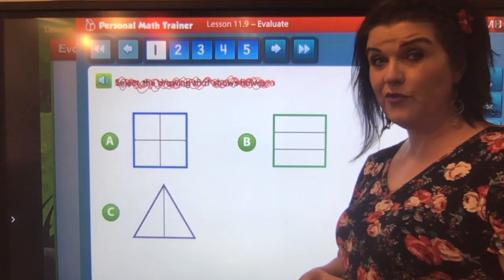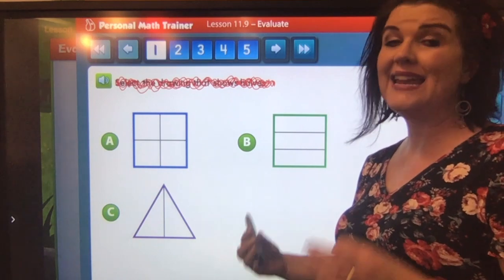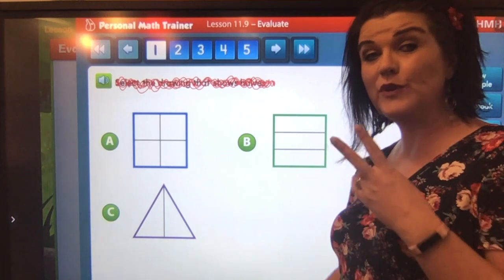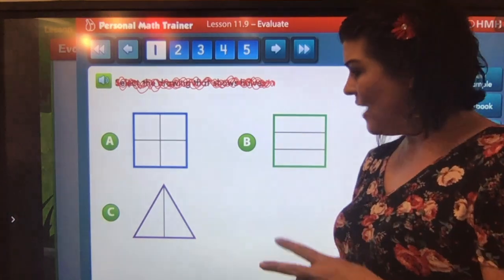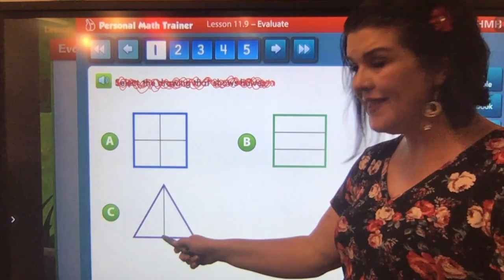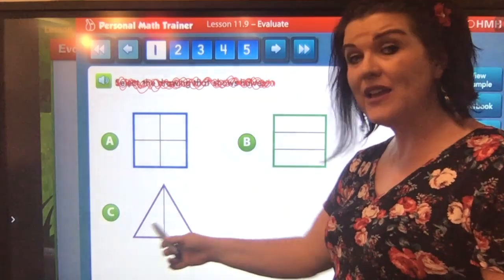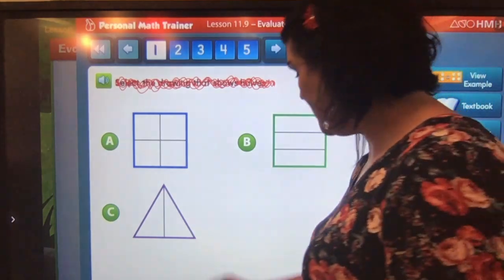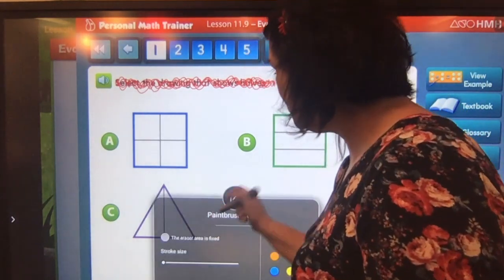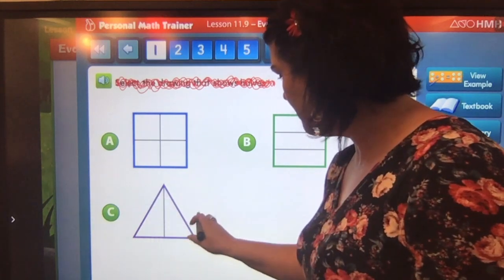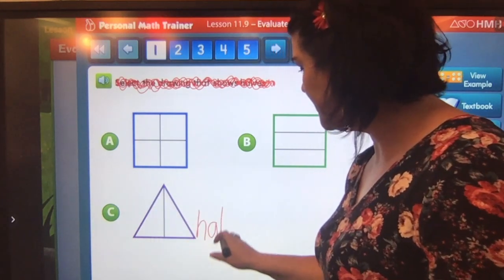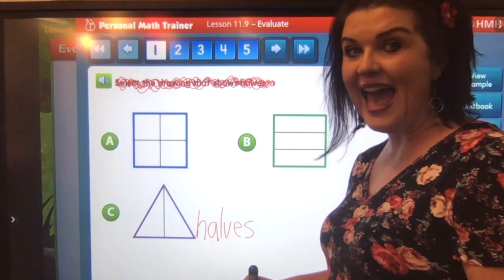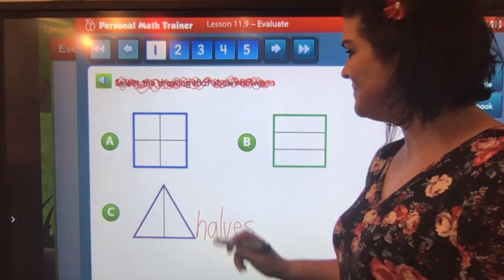Let's do a quick review. Find the shape that is in halves. We know that when we are talking about halves, there's just going to be 2 parts. And we can see that this triangle has 1 line and these are 2 equal parts. So when you see 2 equal parts, that is going to be called halves. Sorry about that. Halves. And don't forget that L, it's kind of a silent L. Halves. You don't hear the L, but you'll need to remember it.